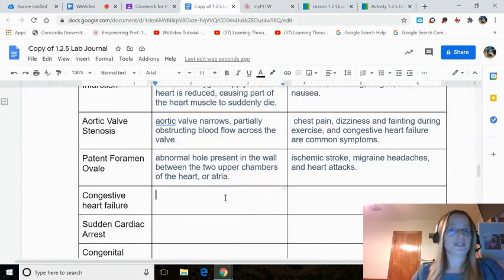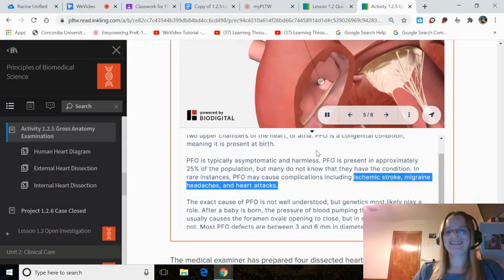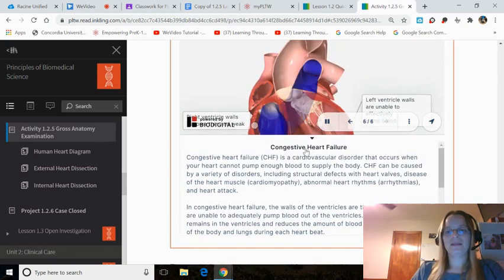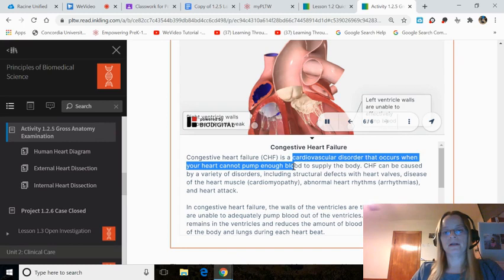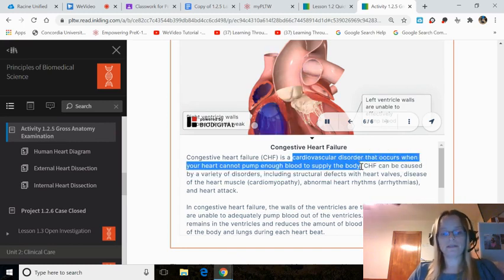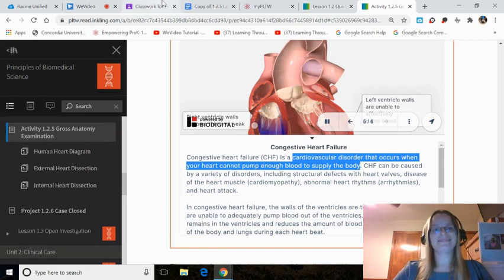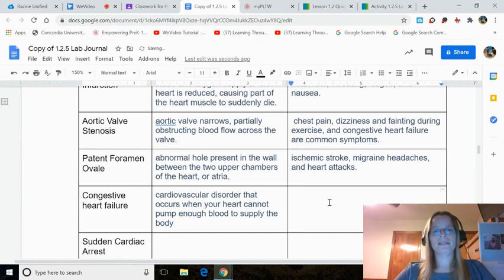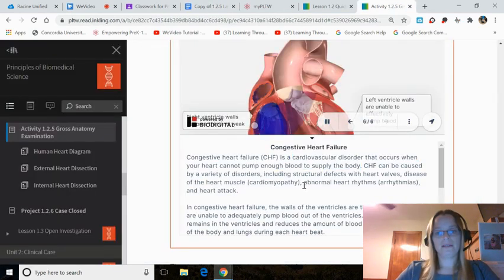Next, we have congestive heart failure. Congestive heart failure is a cardiovascular disorder that occurs when your heart cannot pump enough blood to supply the body. There's our description. Control C, Control V. The description, let's see what the symptoms are.